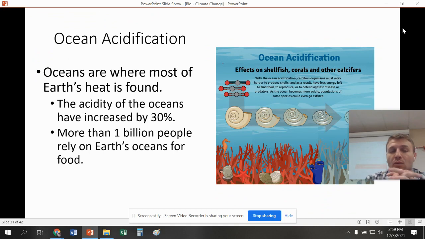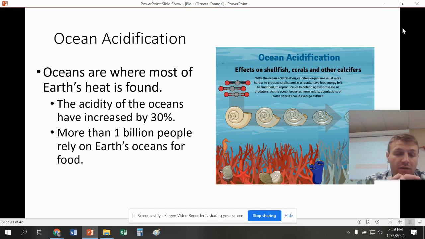Another thing that's happening is with the amount of CO2 in our atmosphere increasing, you're also seeing an increase in the CO2 in the oceans, which is leading to a decrease in the pH, which means it becomes more acidic. Oceans are 30% more acidic now than they were years ago, and that's leading to major changes in ecosystems. It's called ocean acidification. This is very dangerous for our ocean life.